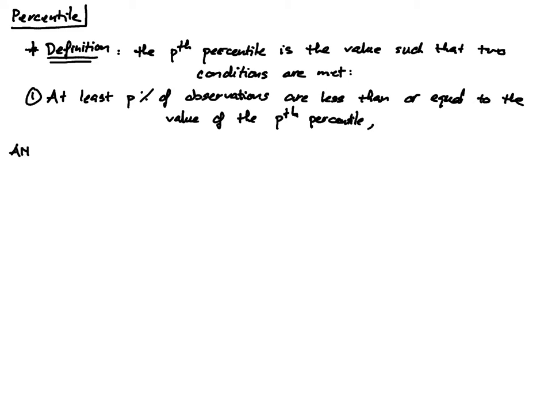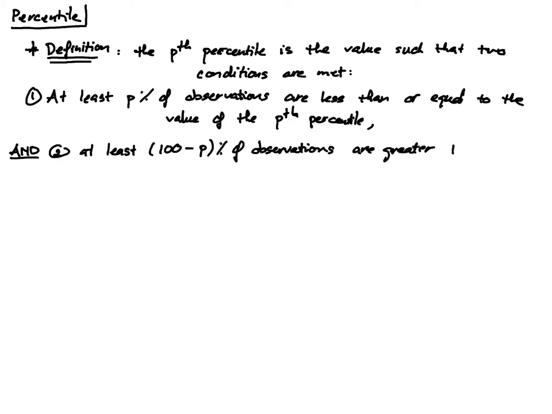And the second condition is that at least 100 minus p% of the observations are greater than or equal to the p percentile, the value of the p percentile.